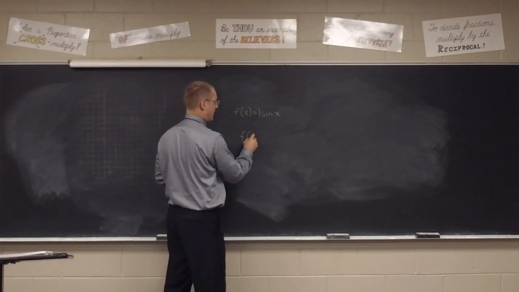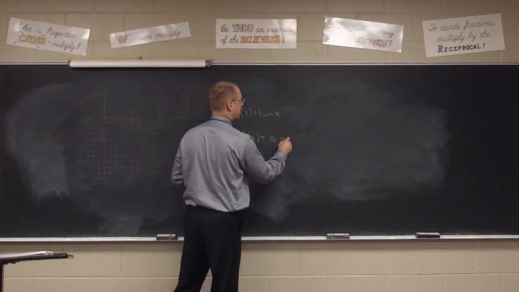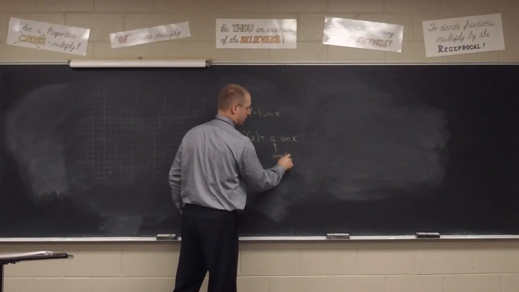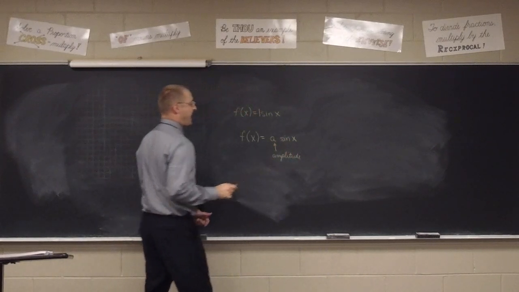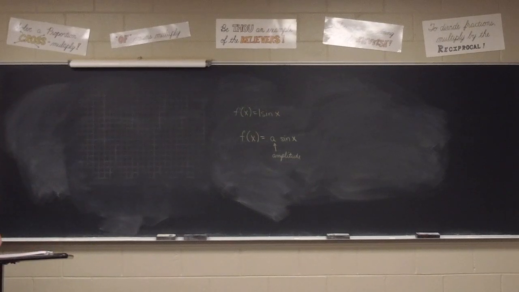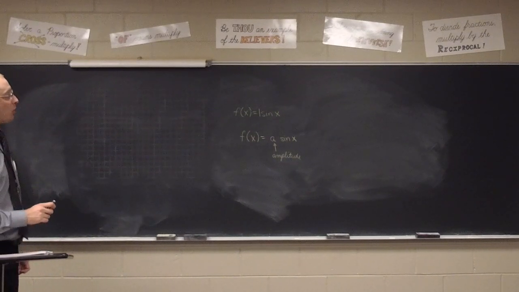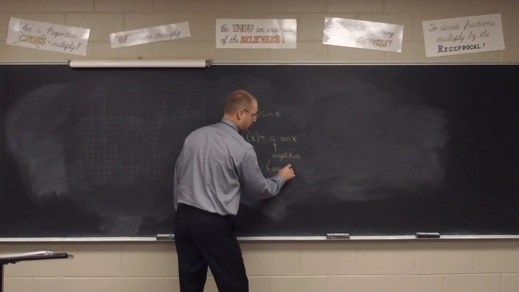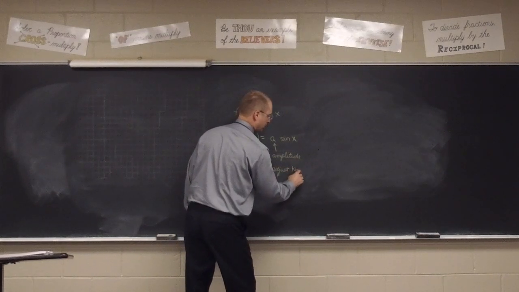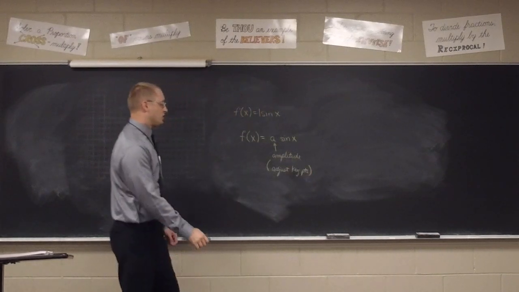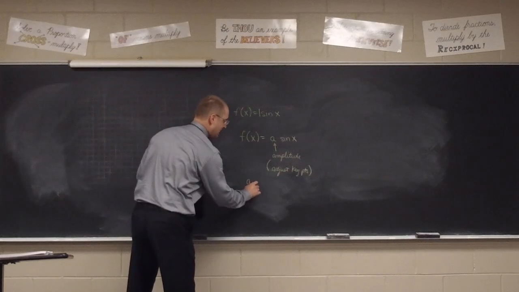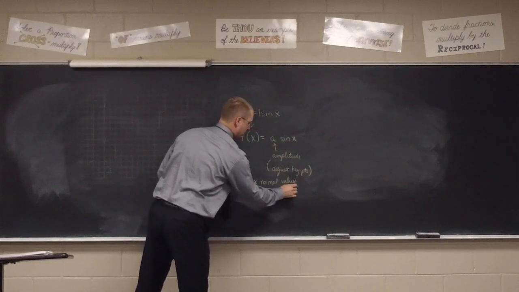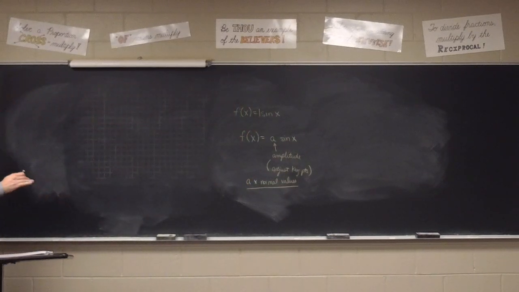So I want you to write this in your notes under amplitude. F of x equals a sine of x, where a is the amplitude. The a value is the amplitude. Whatever number comes before the sine function is going to change the amplitude. And the best way to change the amplitude is to adjust the key points. Basically, you're going to multiply all the normal values we would have times a.